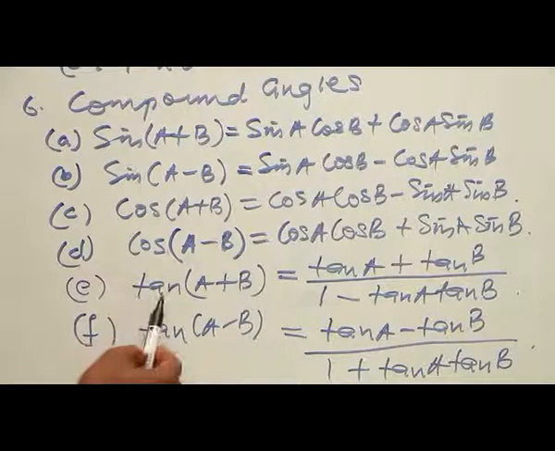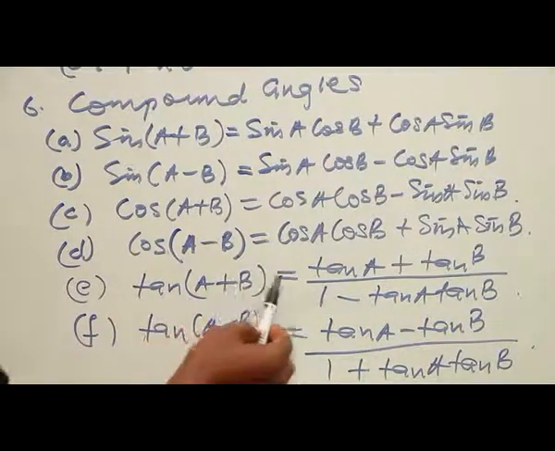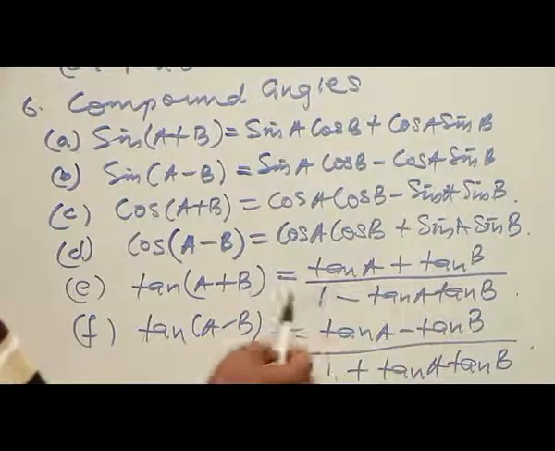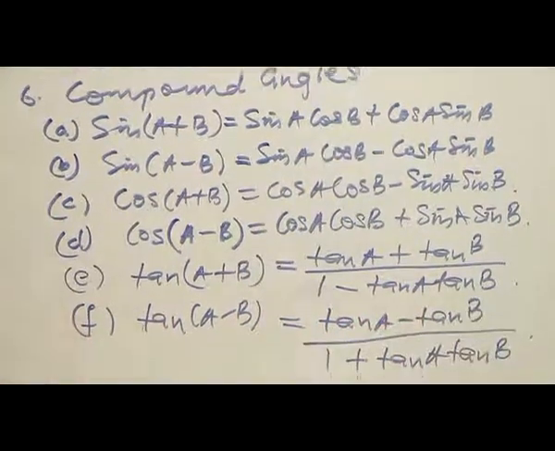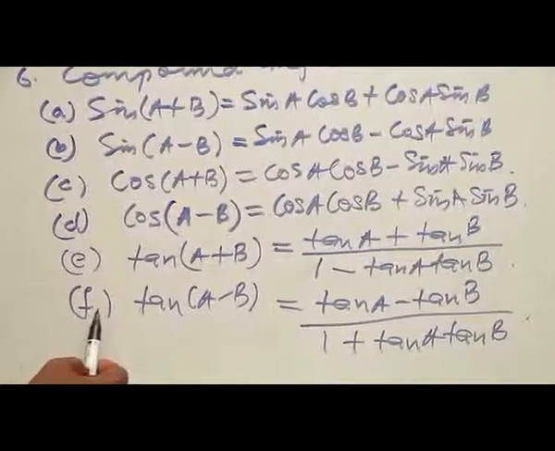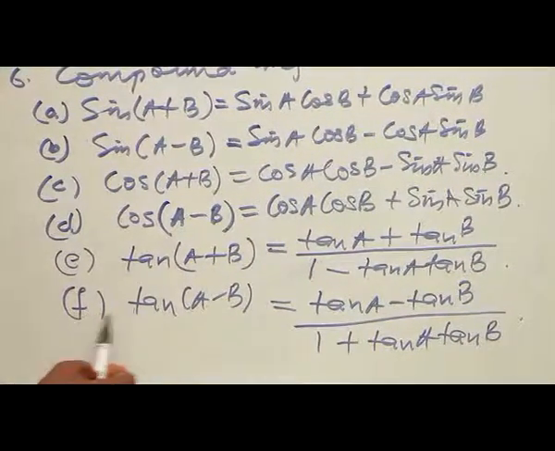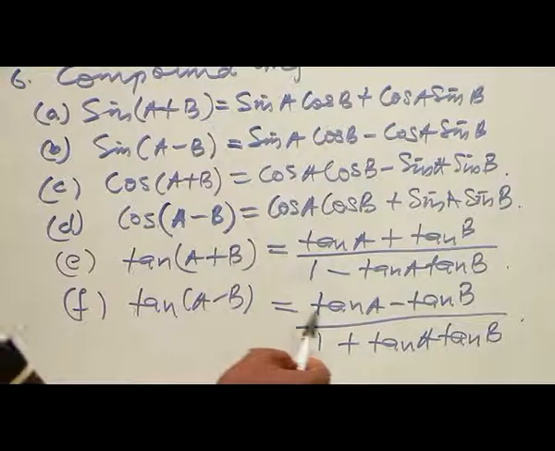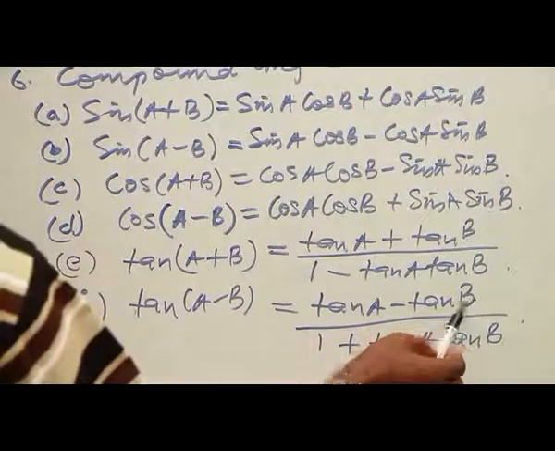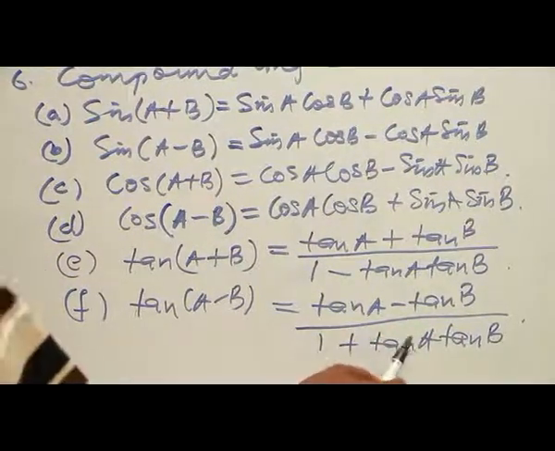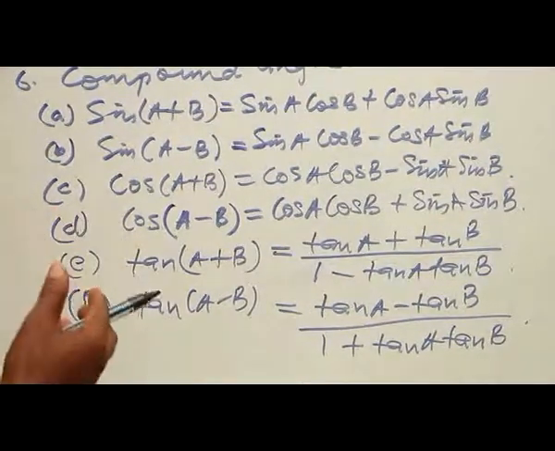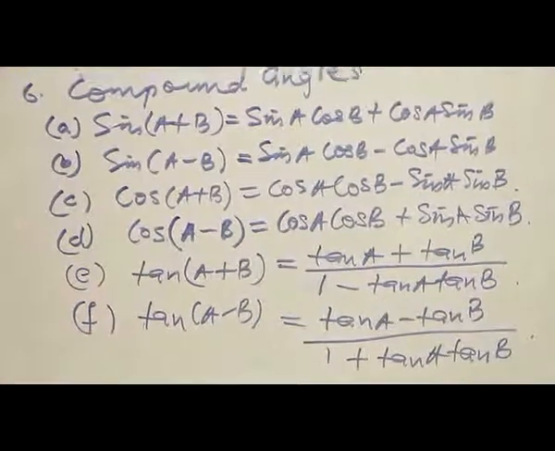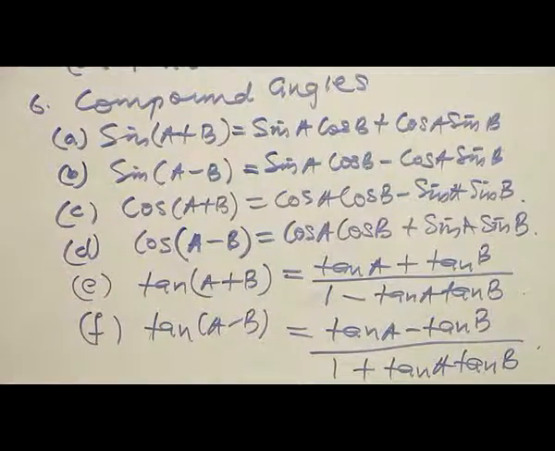Then E, tangent. Tan A plus B is equal to tan A plus tan B all over 1 minus tan A times tan B. And the last one here, F, tan A minus B is equal to tan A minus tan B all over 1 plus tan A tan B. These are some of the identities we are going to use in solving problems in trigonometry.